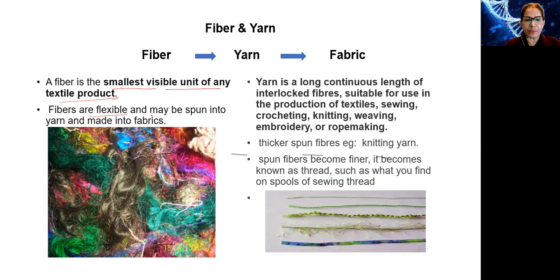Then fibers, they are flexible and they may be spun into yarn. Now fibers are the basic structures which are converted into yarn. Okay, and this yarn is made into fabrics. So first is the fiber. This is the basic unit of any material. Then from fiber it goes to yarn. Next step is making yarn, and the third and the final step is the fabric. And of course that fabric is used to make different types of clothes which we love to wear. Yes, okay. So fiber is the smallest visible unit of any textile product.